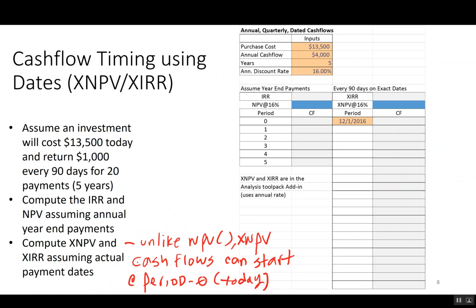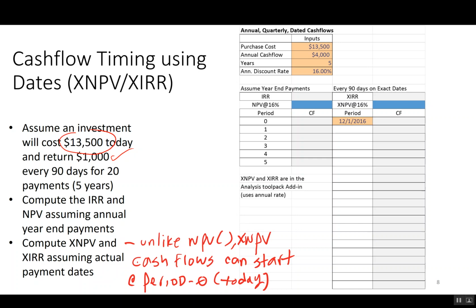So let's talk about one other way of calculating NPV, and this is Excel's XNPV and actually Excel's XIRR function. In this problem, we're going to assume we have a project that costs us $13,500 today and returns $1,000 every 90 days for 20 payments. That's 5 years. So we're going to calculate the IRR and NPV assuming annual year-end payments, and then compute the XNPV and XIRR assuming actual payment dates.